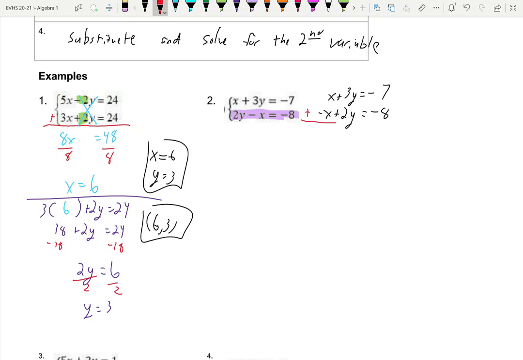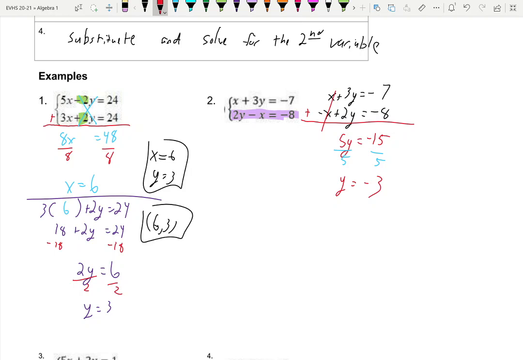Okay, I'm going to add these together. The reason I'm adding them together is because positive x plus negative x cancels out. 3y plus 2y is 5y, and -7 plus -8 is -15. Okay, now let's divide both sides by 5, and that leaves me with y is equal to -3.